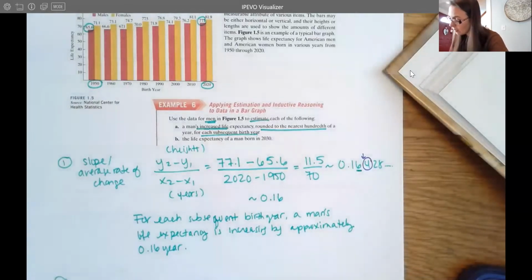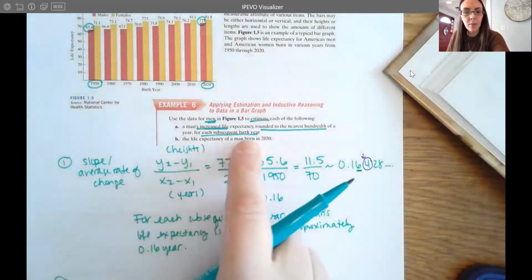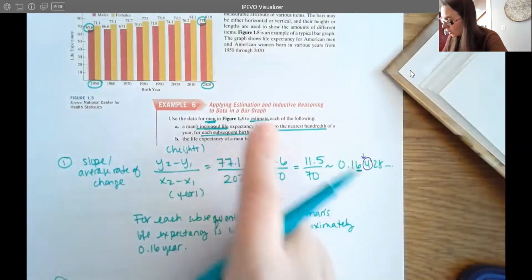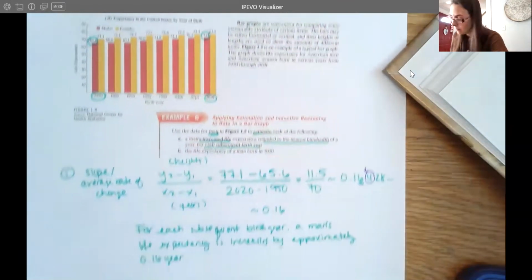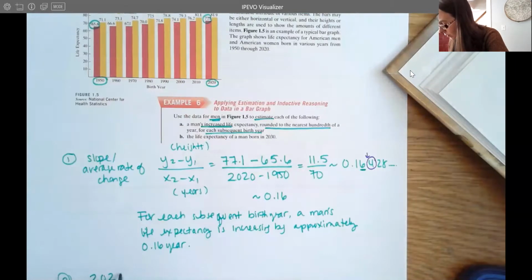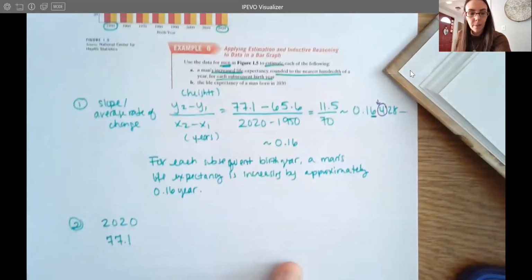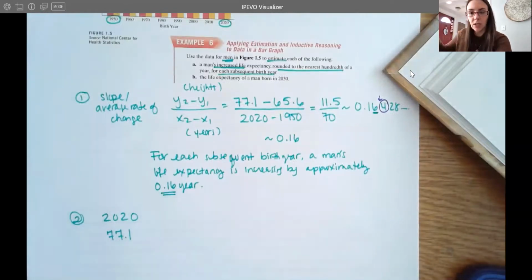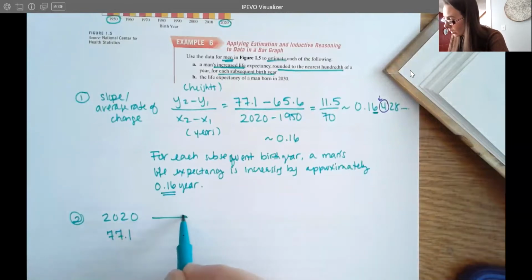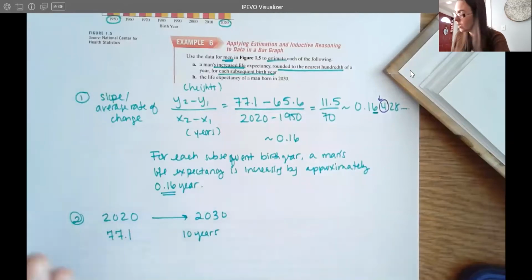So for part B, the life expectancy of a man born in 2030. Well, let's see. I know here that in 2020, his life expectancy is 77.1 years. I also know that we're increasing by 0.16 for each additional year. So if we're going to 2030, this is a change of 10 years, right? 2020 to 2030 is 10 years.